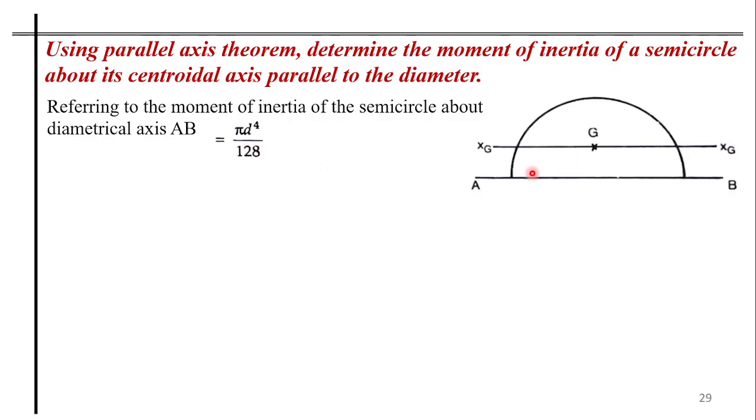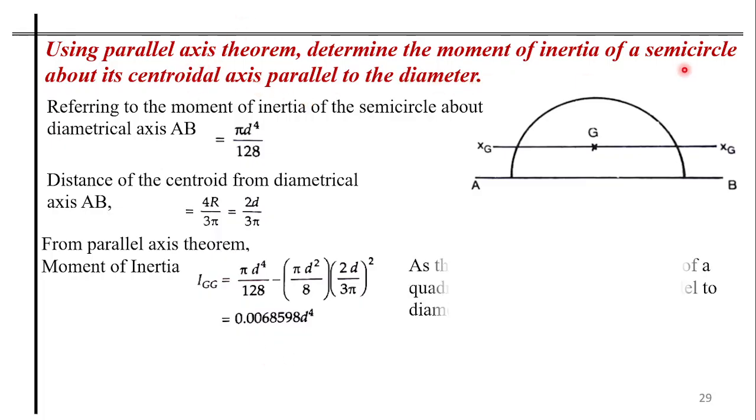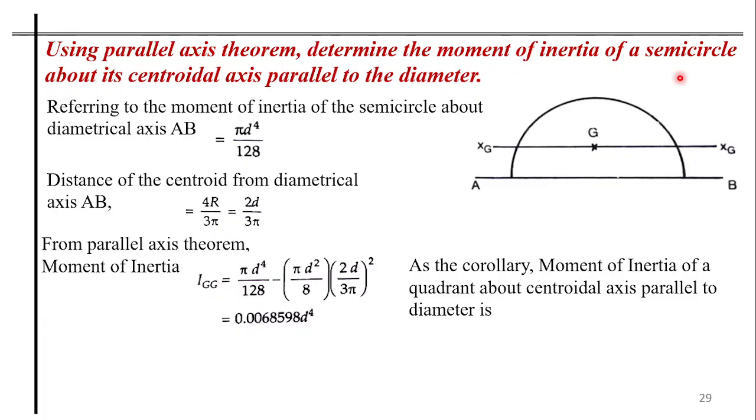Okay, so I know about this diametrical axis. So what I will be doing is, the centroid is located at a distance of 2d by 3 pi from here, which is 4r by 3 pi, using the parallel axis theorem. You remember how I did this in the triangular portion. So that gives me this value for the IG, for the centroidal axis parallel to the diameter for a semicircle. Similarly, if you are talking about the quadrant, that is going to be half. I am giving a pause, you can make a note now.